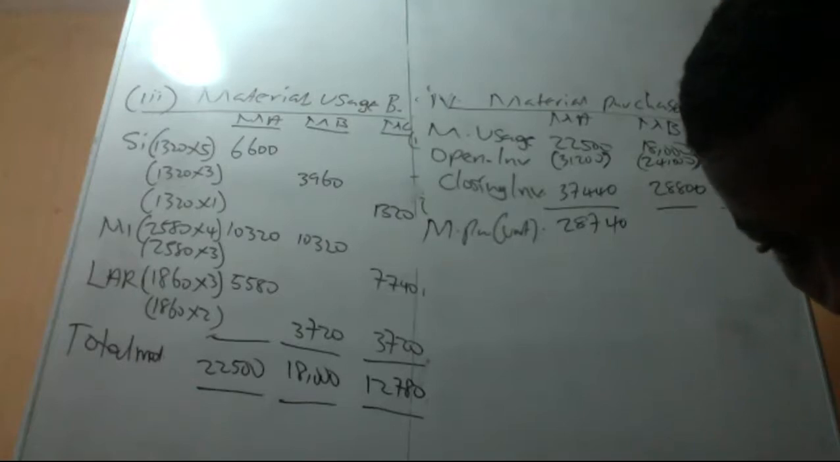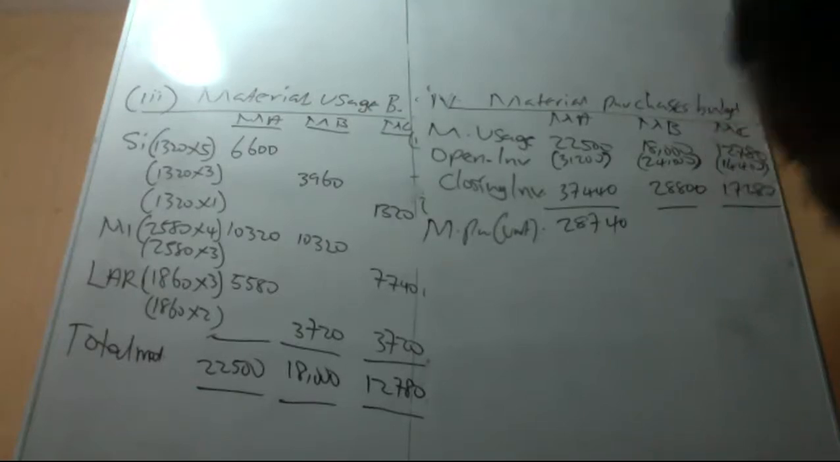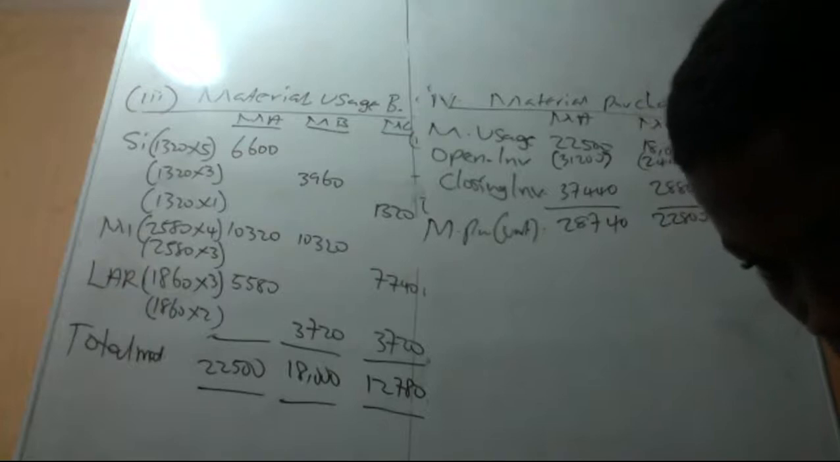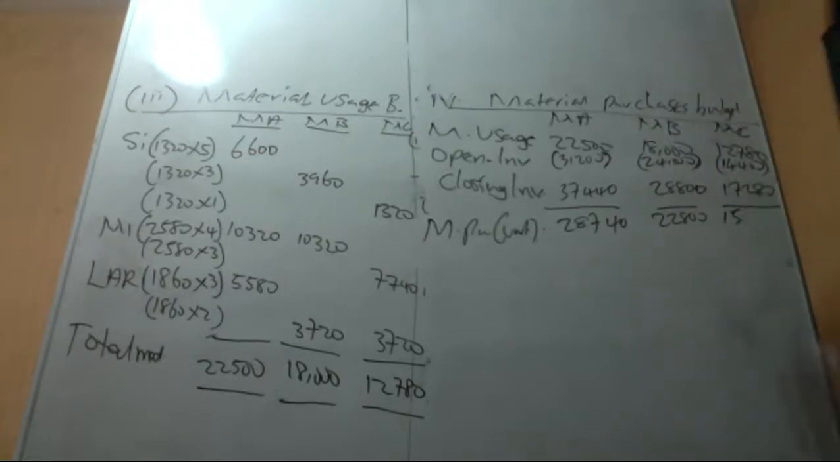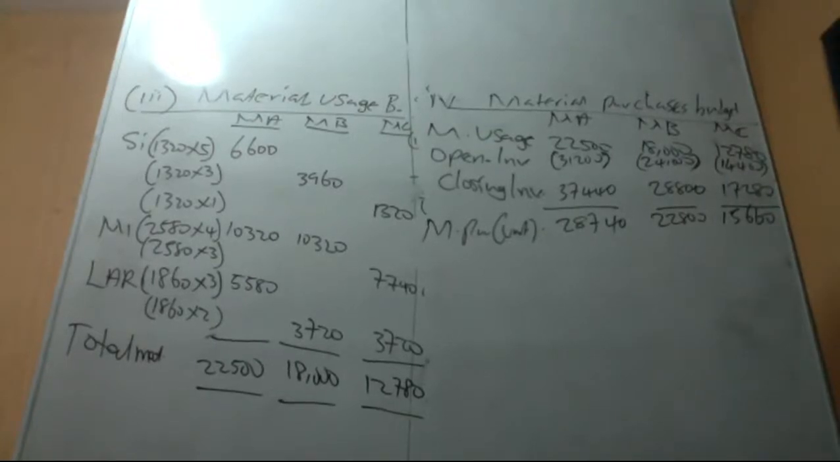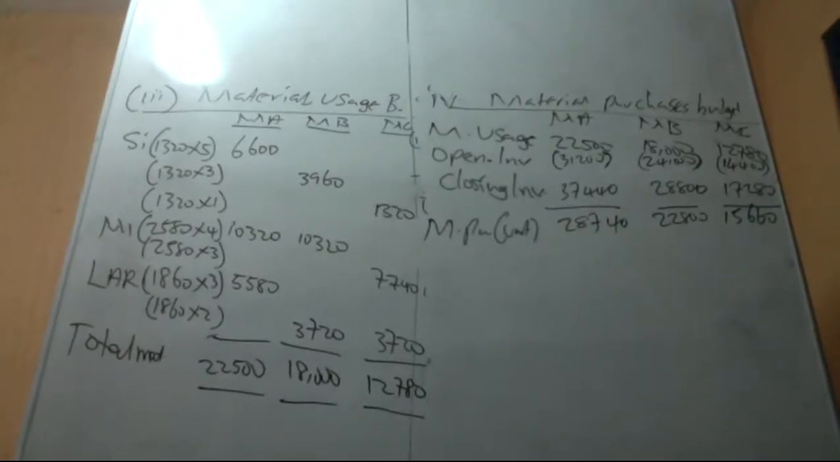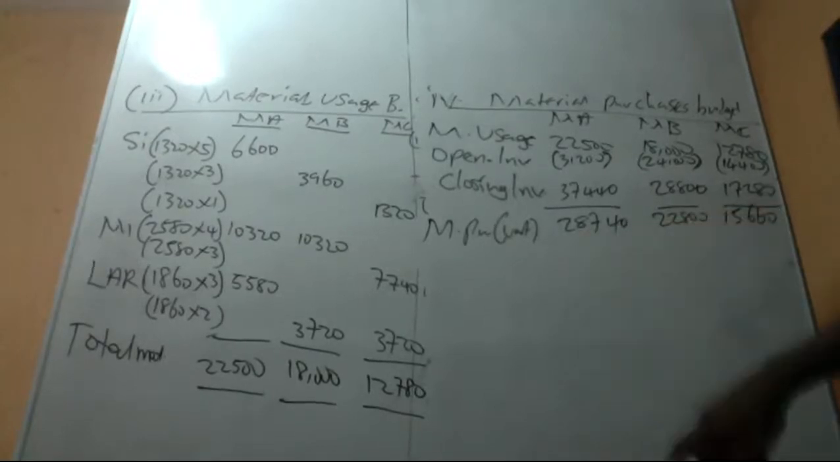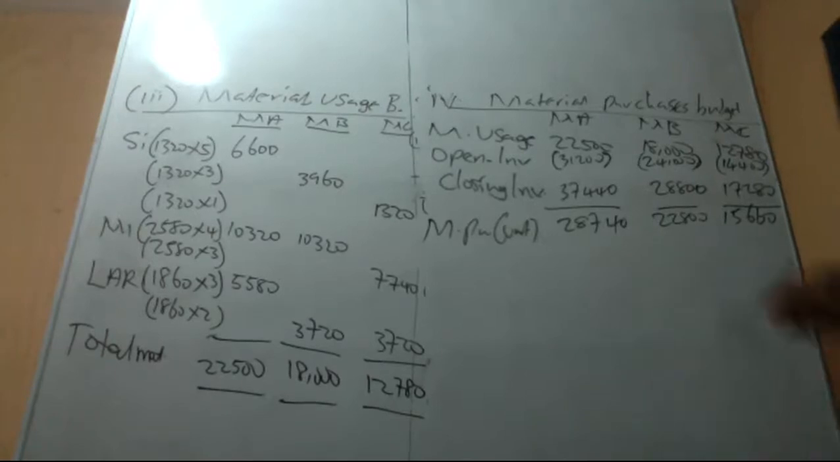Then that of MB will be what? 22,800. You should go and buy 22,800. And then lastly, 15,660. So this is what we are going to buy. And all these ones, they are units. They are not monetary value. So with the material purchases, we have it in units and in value. How much will it cost you to go and buy these 28,740 units? 22,800 units? 15,660 units?